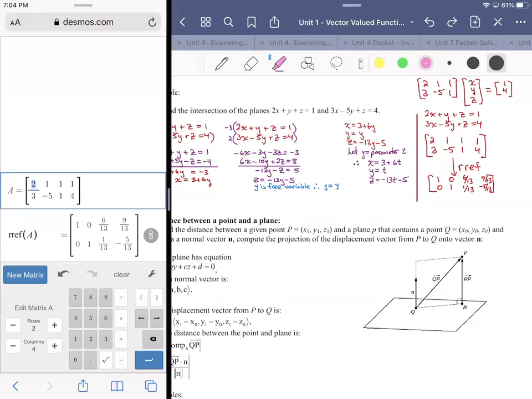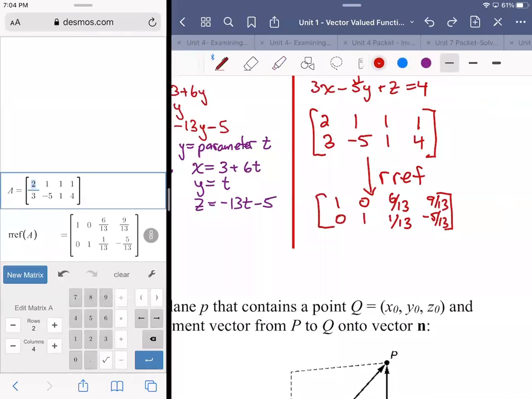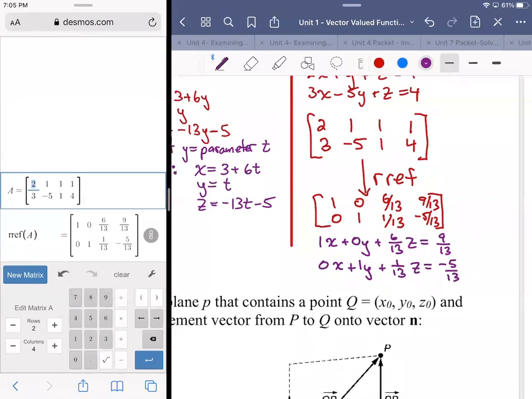If the original matrix was born from the coefficients of x, y, z equals whatever the constant was on the right-hand side, then the solution matrix will yield that as a result. So 1x plus 0y plus 6 over 13z equals 9 over 13. And then we'd have 0x plus 1y plus 1 over 13z is equal to -5 over 13. So what we could actually do is represent x and y in terms of z. It's just kind of weird to look at it this way.